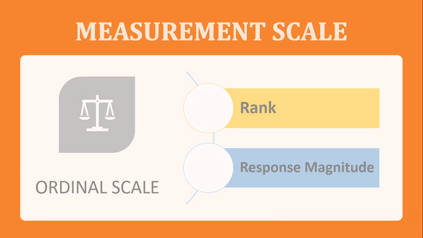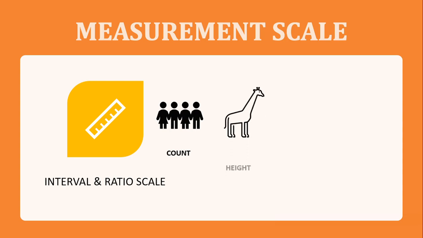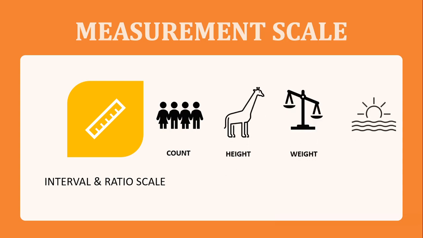The third one is the interval and ratio scale, where we generally come across the number of students, number of people, and number of respondents. Other types are the height of a person, weight of a person, and temperature. These are all examples of interval and ratio scale.